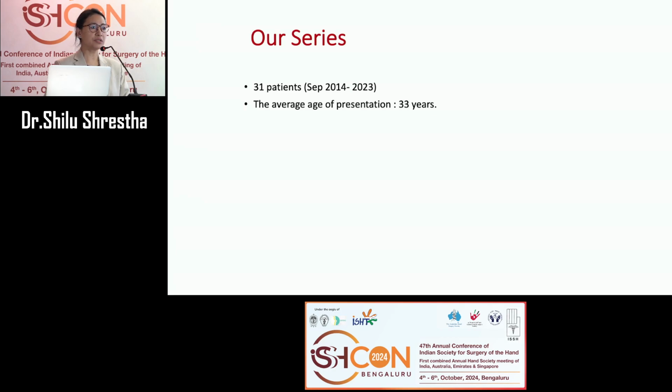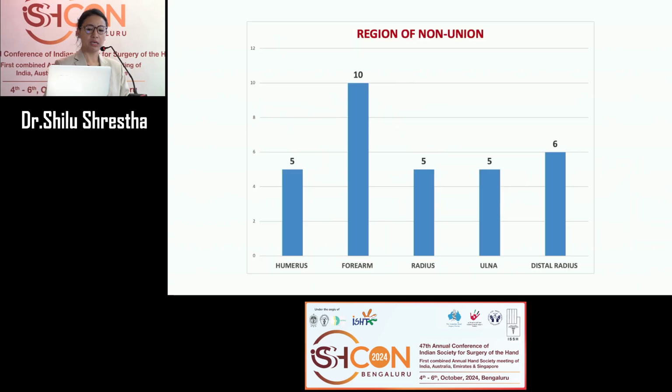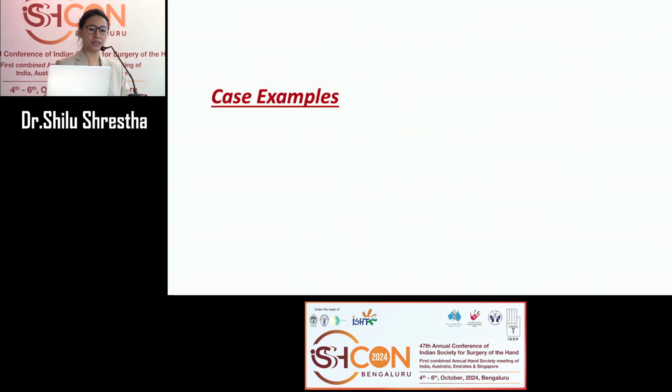We present our series of 31 patients. The average age at presentation was 33 years, mostly male, and the most common causes were infective non-union and failed primary fixation. The most common site was the forearm. We undertook various surgical options, the most common being the Masquelet technique in recent years.